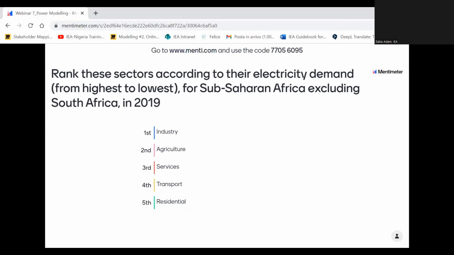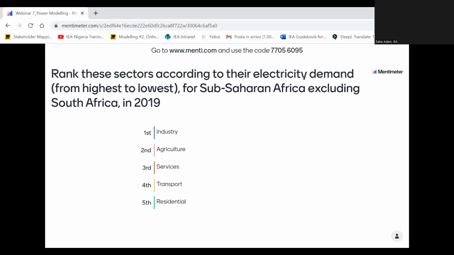Okay, so we have almost a perfect picture of electricity consumption by sector. Indeed, the residential sector is number 1, but it's closely followed by industry. So it's around 75, 80 terawatt hours in 2019 for both those sectors. Then at a much lower level, we have services, which account for 40 terawatt hours, so almost half of what the residential sector represents.